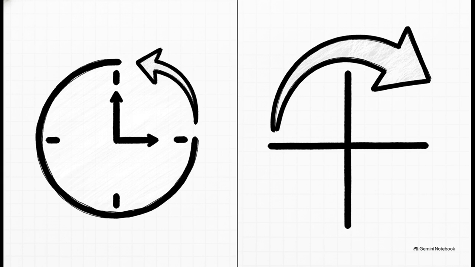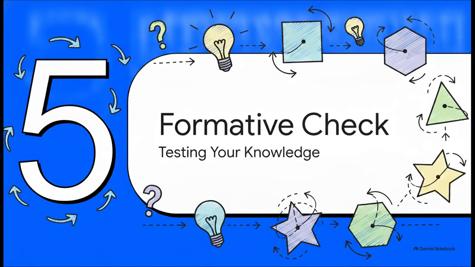Positive degrees go counterclockwise. I know, it feels incredibly counterintuitive. You'd naturally guess that positive means the same direction a clock moves, right? But in geometry, it's the exact opposite. Burn this rule into your memory right now. Positive is counterclockwise. All right, Section 5, Formative Check, Testing Your Knowledge.